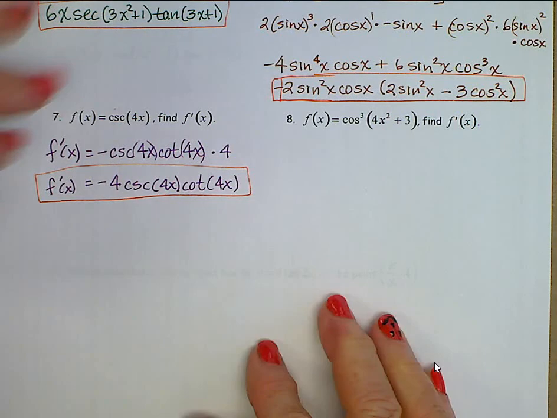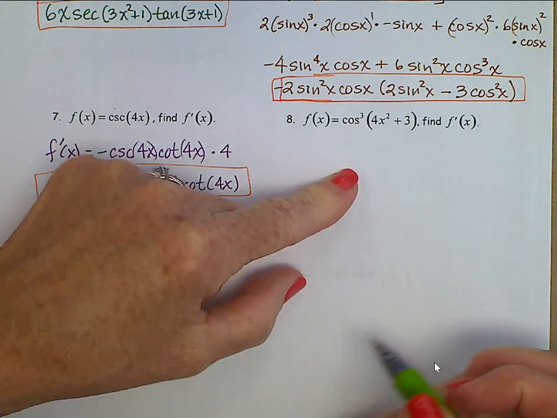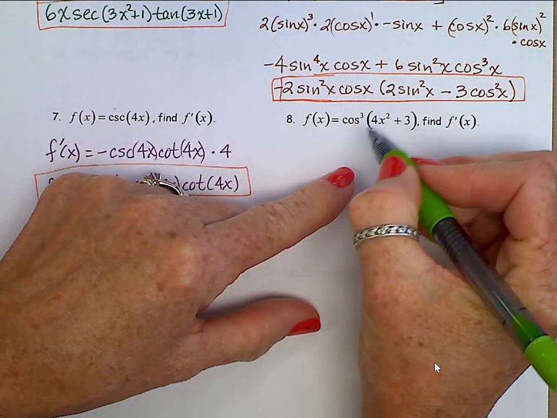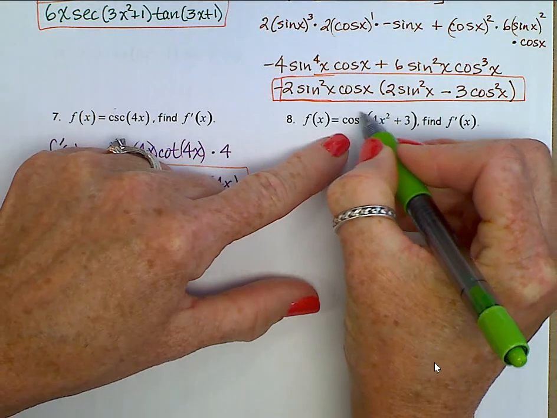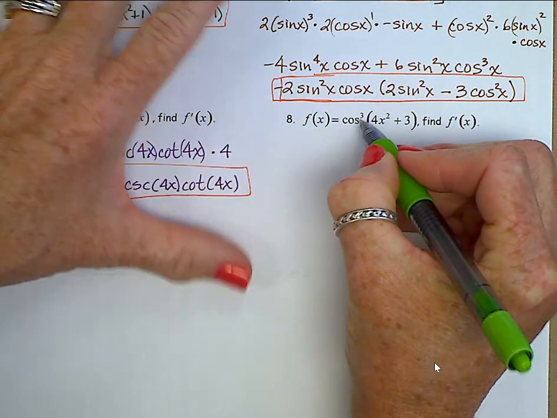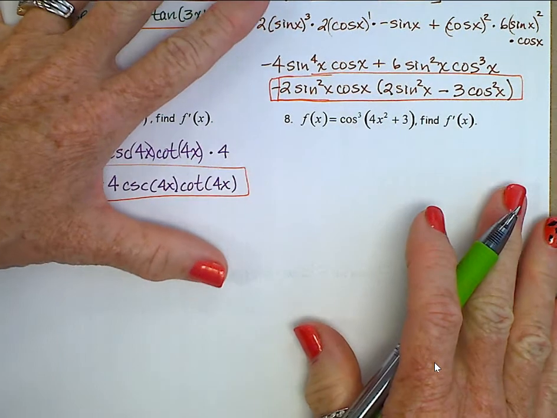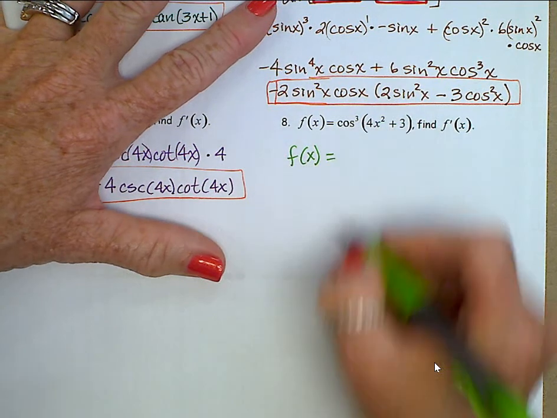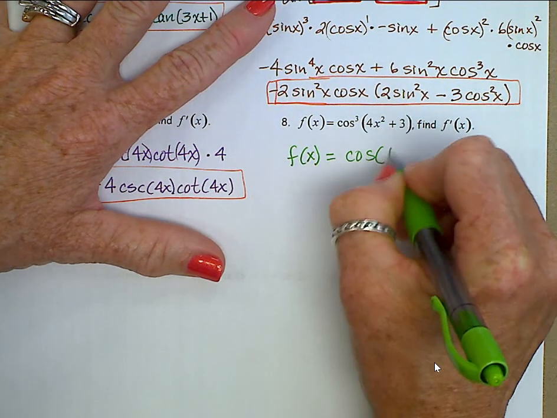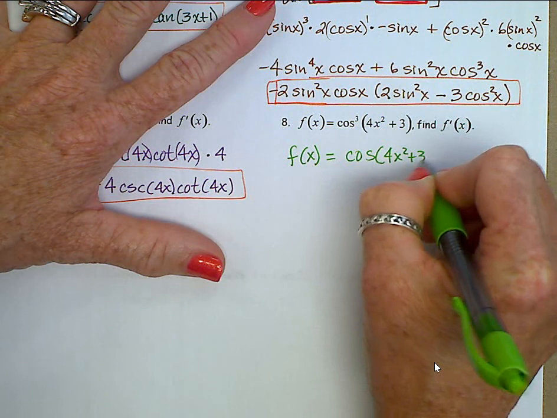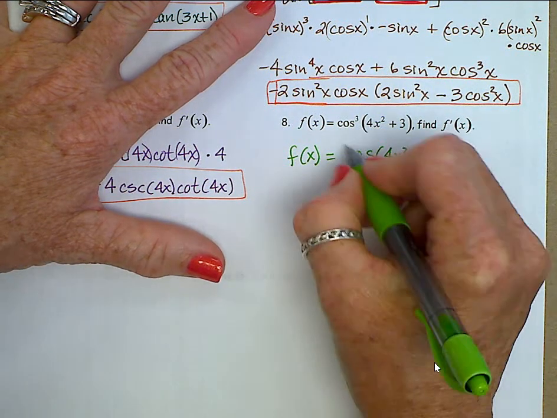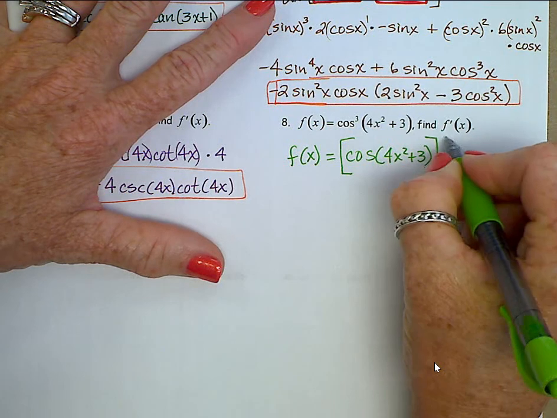All right. This one's a doozy over here. We have this outside exponent, this cube. So when you've got these exponents on the trig functions, your best bet is to always rewrite that so that you see that outside exponent. So when I rewrite this, we'll have the cosine of 4x squared plus 3, all right, now the cosine's the thing that's cubed. So it looks like that.